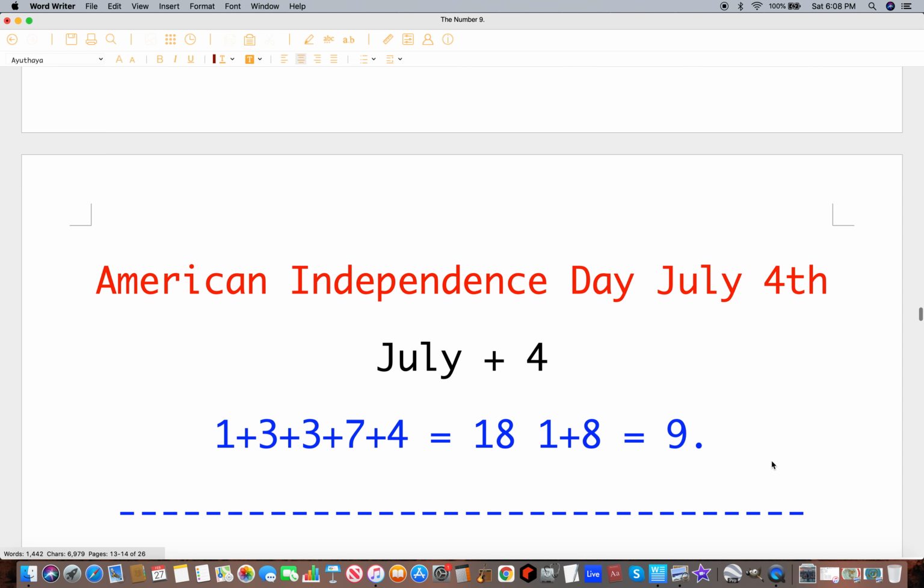American Independence Day, July the 4th. 13374, okay, equals 18. 1 plus 8 equals 9.